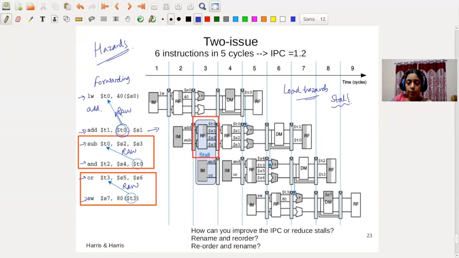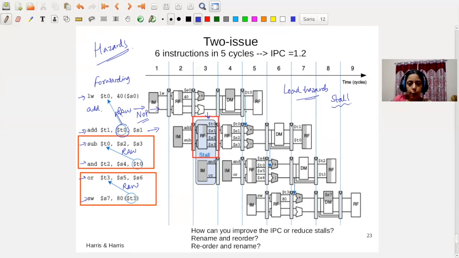In a single issue processor, you still need one stall after a load. So now in a two issue processor, this is an example of a two issue processor. You will still need to have one stall here, and you can definitely not have the add instruction issue here. So this slot will be a NOP slot. There's nothing in the slot.